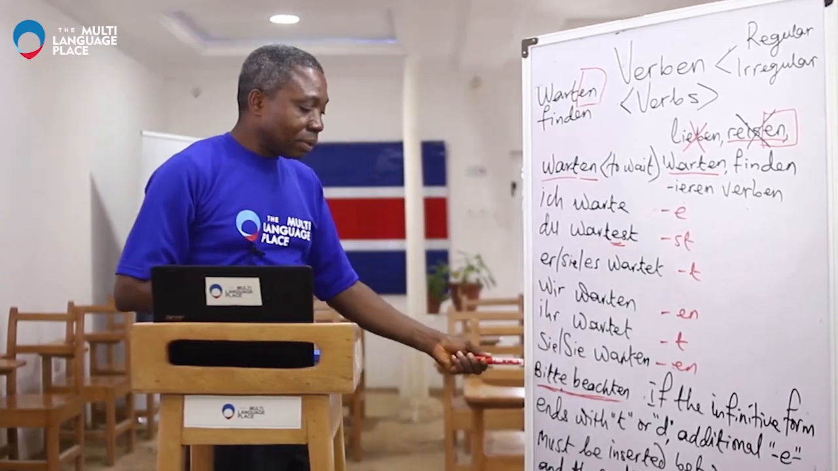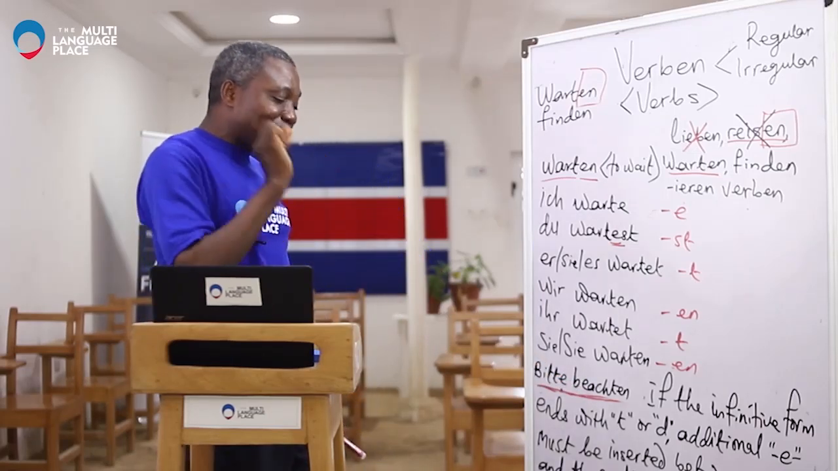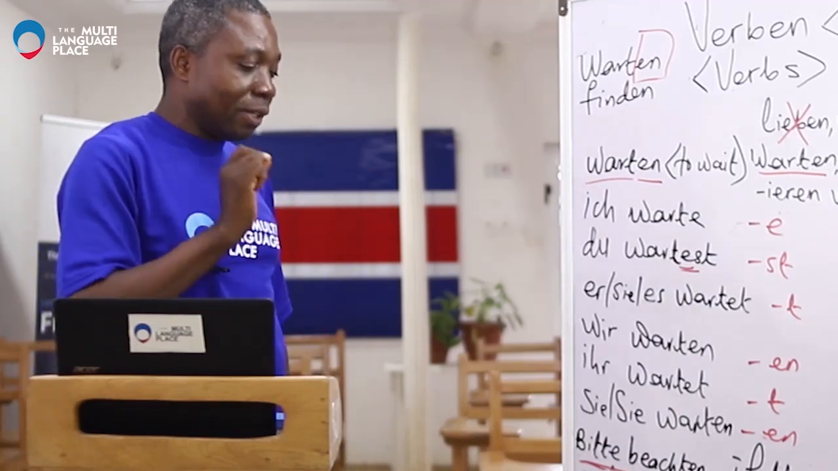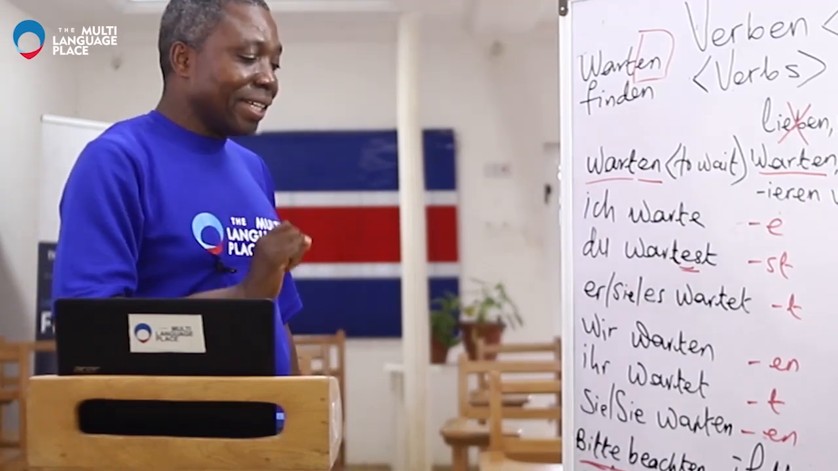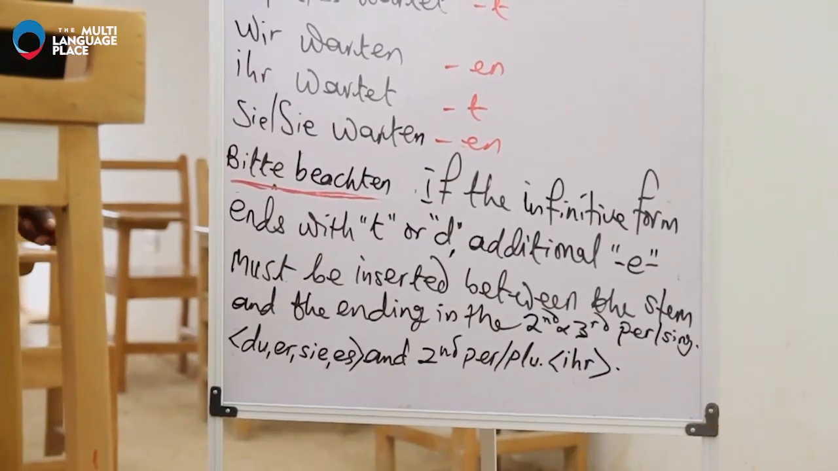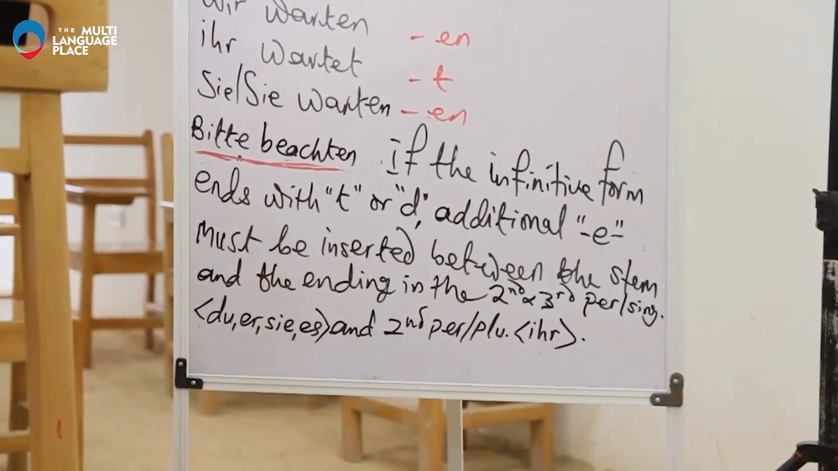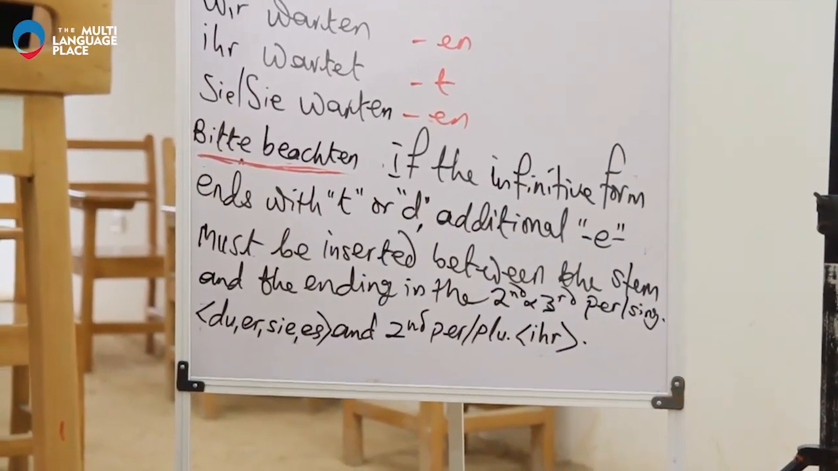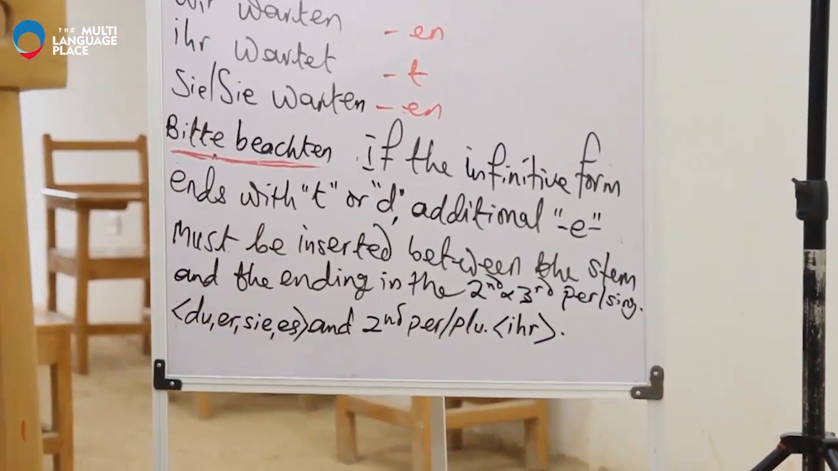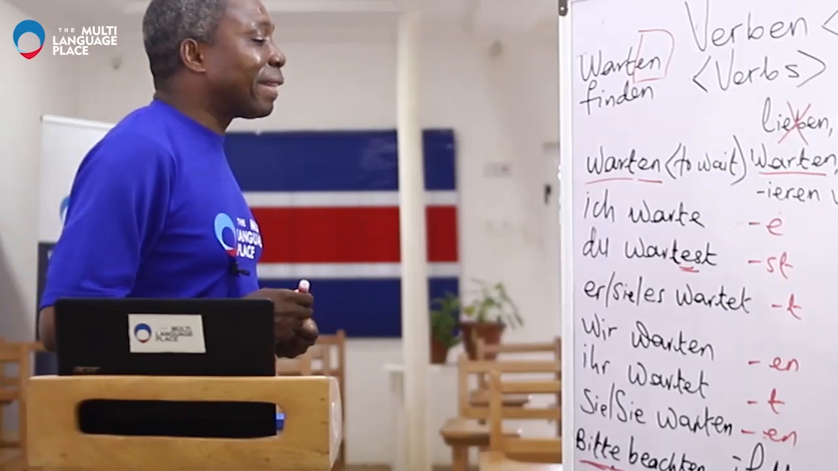Then look down. Bitte beachten. Please note. If the infinitive form ends with t or d, an additional e must be inserted between the stem and the ending in the second person singular, in the third person singular, and in the second person plural. I'm going to explain that.